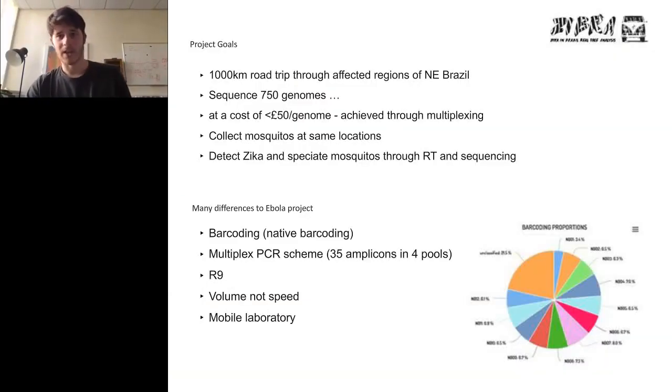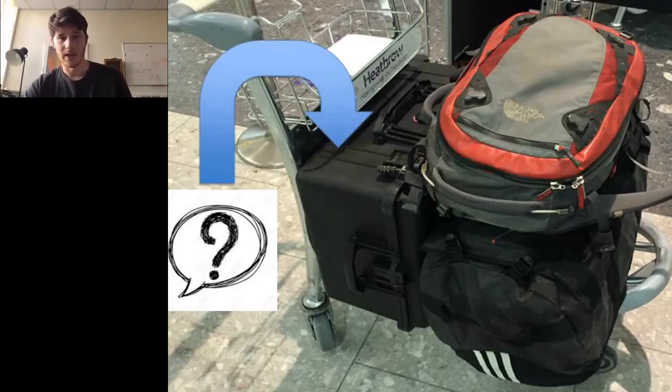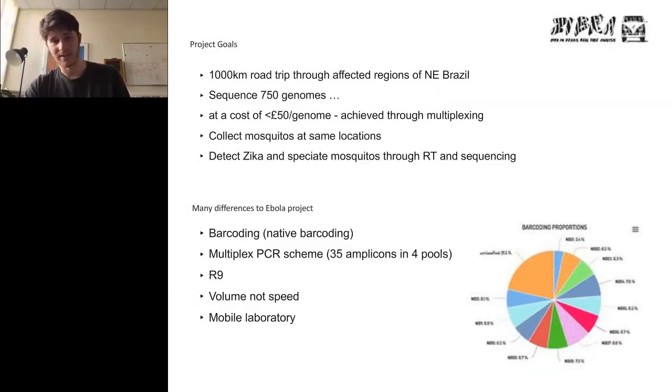So the question that we had for Zika surveillance sequencing was really what is the burden of Zika that is circulating in Brazil. We're only working in Brazil, although Zika is obviously right across the Americas, and we wanted to try and sequence a very large number of genomes.